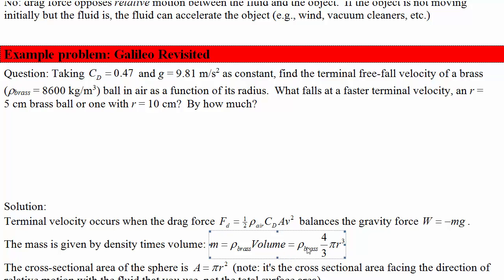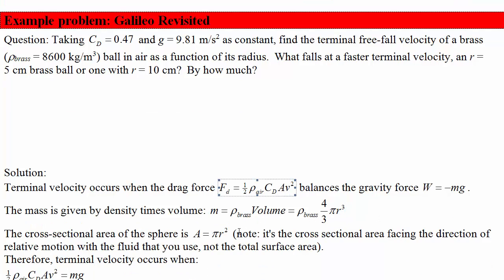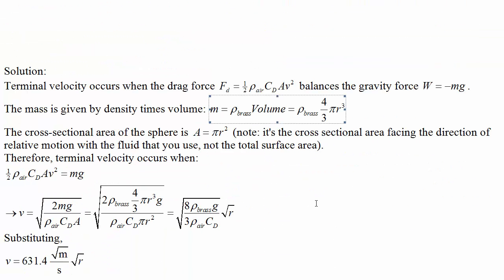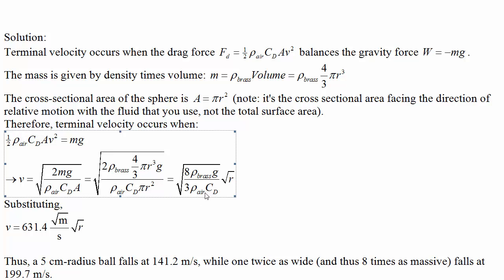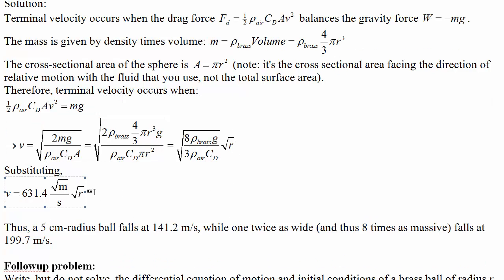So as we make the ball larger, we increase the mass proportional to the radius cubed, but we increase the area only proportional to the radius squared. So intuitively, you'd expect that a larger object would have a higher terminal velocity because of that scaling. Sure enough, we find that the terminal velocity scales like the square root of r. So the bigger brass ball is going to have a faster terminal velocity.